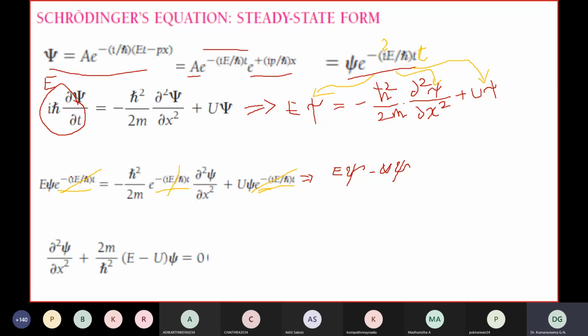Okay, this is equal to minus h cross square by 2m into dou square phi by dou x.